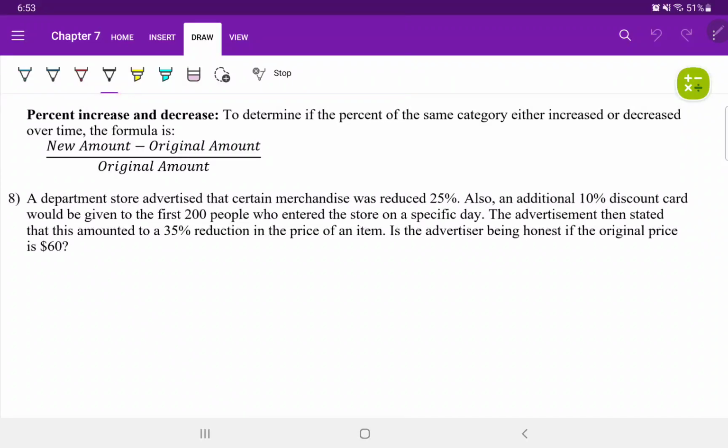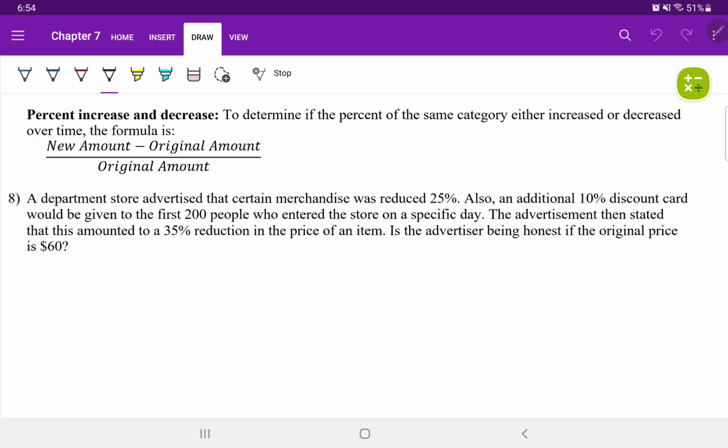Alright guys, this will be the last problem and concept that we'll be focusing on for percents, at least in this class. And I want to introduce you to a formula that I will use in the final minutes of the video. But this formula is known as the percent increase and decrease formula. And it says here, to determine if the percent in the same category has either increased or decreased over time, we're going to use this formula.